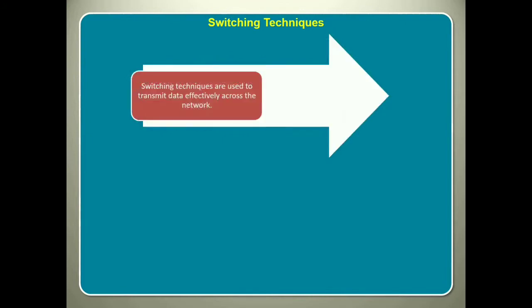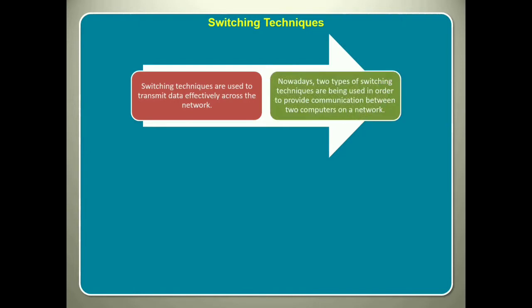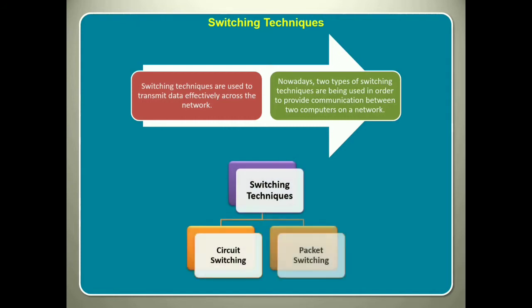Let us now move on to learn about switching techniques. These techniques are used to transmit data effectively across the network. Nowadays, two types of switching techniques are being used in order to provide communication between two computers on a network. They are circuit switching and packet switching.